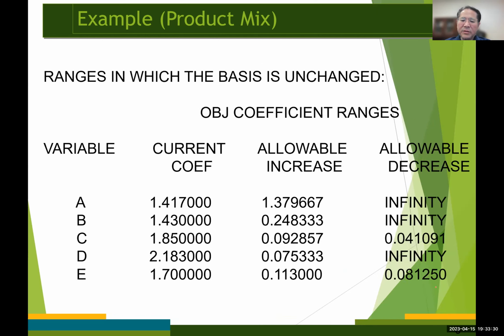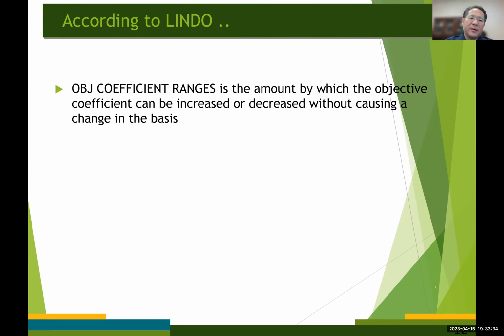Okay, also Lindo or Lingo provides the allowable ranges for the objective coefficient. So the objective coefficient range for each variable is the amount by which the objective coefficient can be increased or decreased without causing a change in the basis, okay? Last time we talked about this. This range indicates how far the associated objective coefficient may change before the current solution values must change to maintain the optimality. So within these ranges, the current optimal solution remains the same.